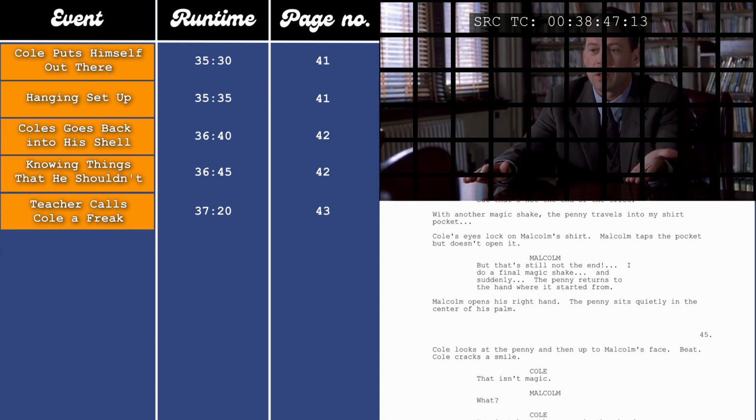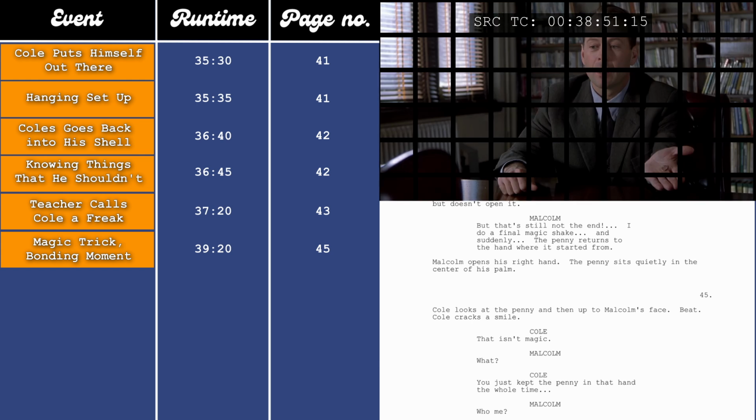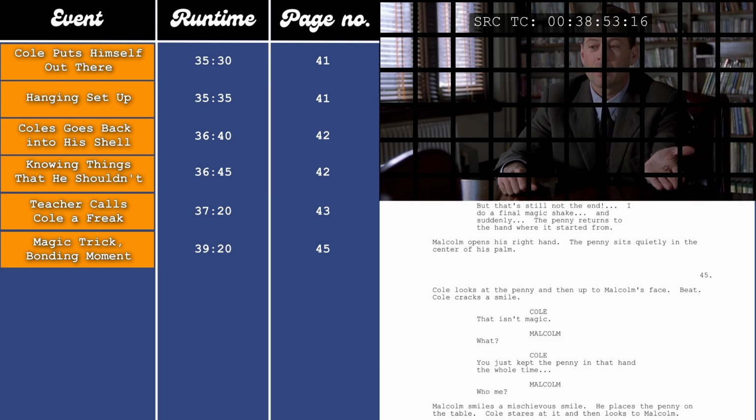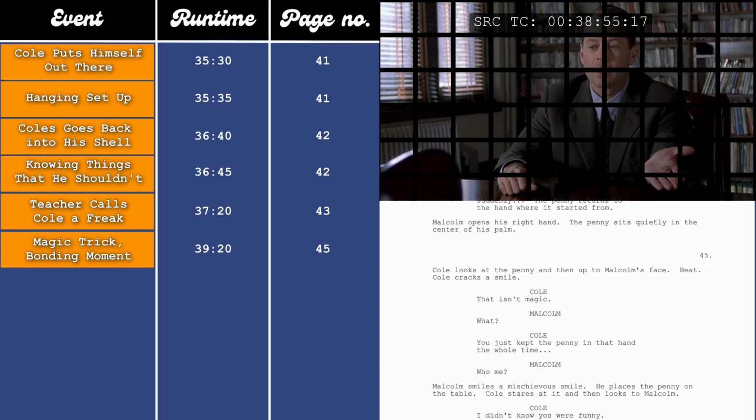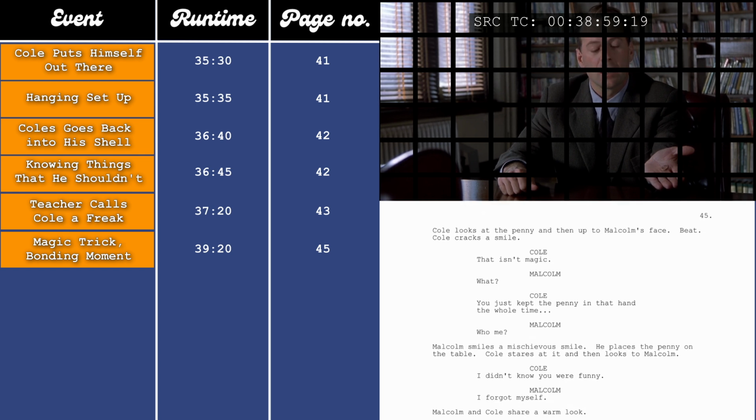After this, we then have the magic trick scene at the 39-minute and 20-second mark, which is page 45 in the script, where Malcolm does a stupid magic trick with a penny that isn't even a magic trick, just to try and cheer him up. I think it's quite a nice little bonding moment between the two of them.